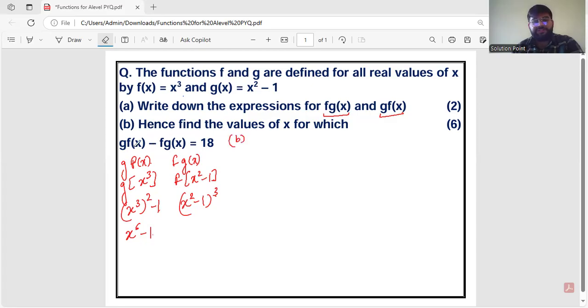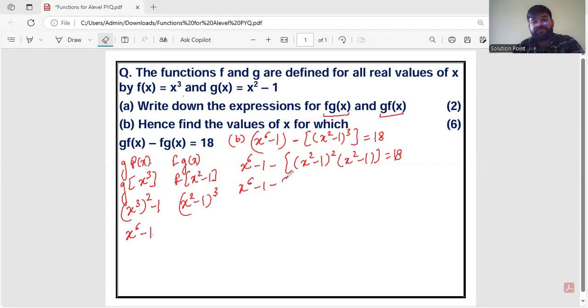Now let's start with the second part of the question. It says that g of f of x, which is x to the power 6 minus 1, minus f of g of x, which is x squared minus 1 whole cubed, is equal to 80, and we need to work out the value of x from it. So let's start. This will be x to the power 6 minus 1, and x squared minus 1 whole cubed can be written as x squared minus 1 squared times x squared minus 1, and this is equal to 80.